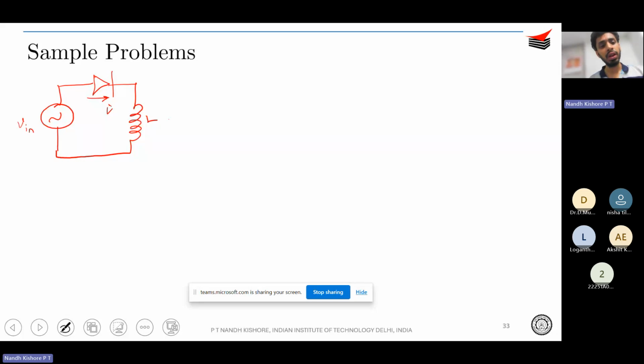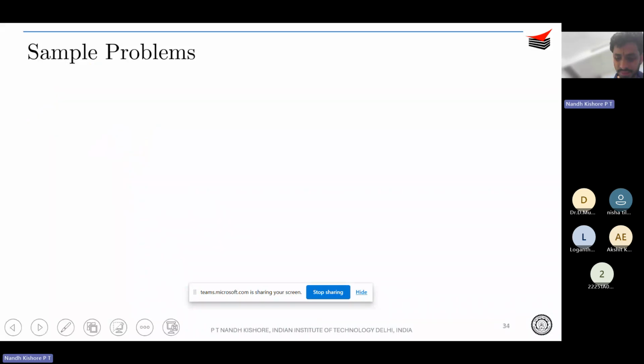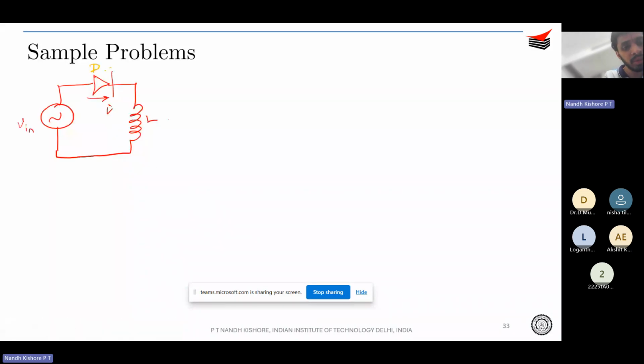Since I'm solving over here, if you see any mismatch or any mistake on my part, you are welcome to point it out. So let me write. Let's say this diode is forward biased. Let's assume this is an ideal diode. First of all, nothing has been given about the diode, so you need not worry too much.